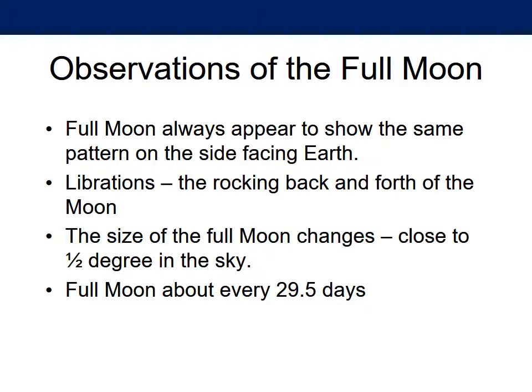From looking at the full moons, we find the following. The same pattern or side is always facing Earth. There's a slight rocking back and forth. This motion is called libration. The size of the lunar disk changes, although it is very close to half a degree in the sky, and it is a full moon about every 29.5 days.